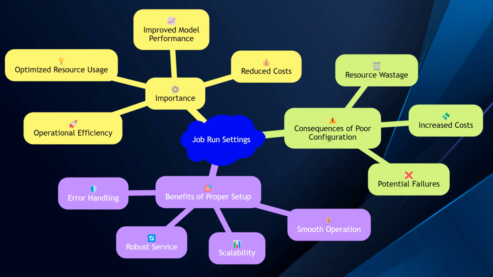Job run settings are vital because they directly influence the operational efficiency of your machine learning model. Proper configuration can lead to optimized resource usage, reduced costs, and improved model performance. Conversely, poor configuration can result in resource wastage, increased costs, and potential failures. By meticulously setting up job run parameters, you ensure that your model runs smoothly, scales appropriately, and handles errors gracefully, thereby providing a robust and reliable service to end users.